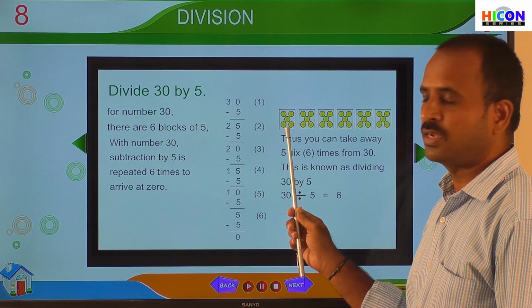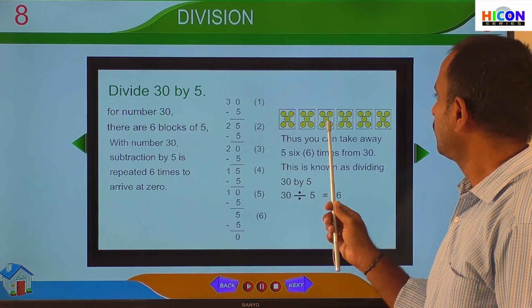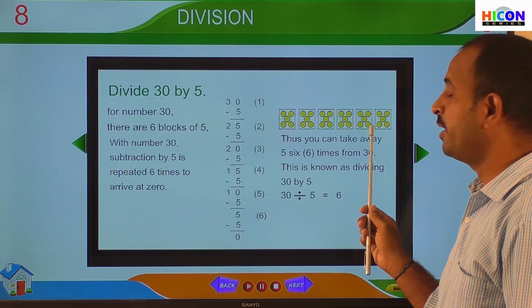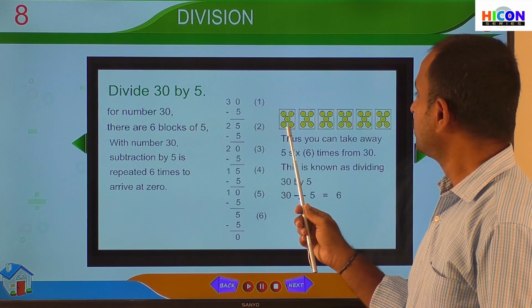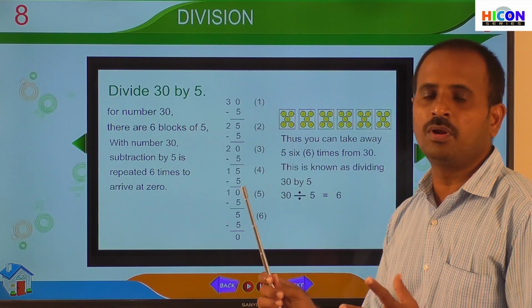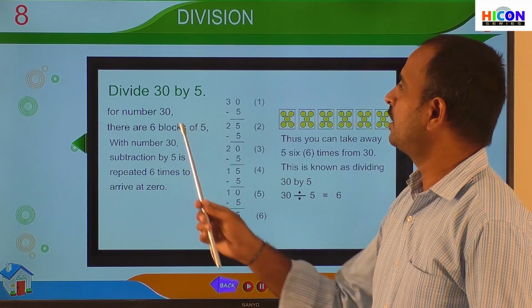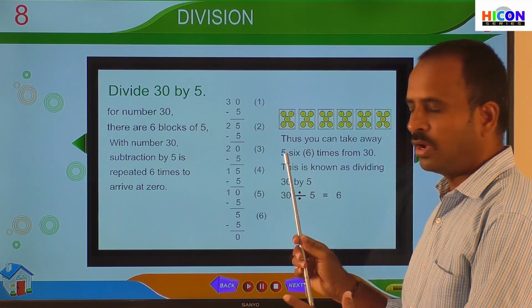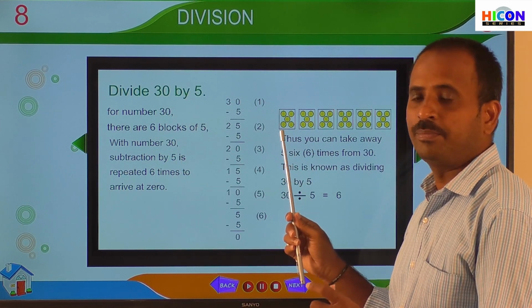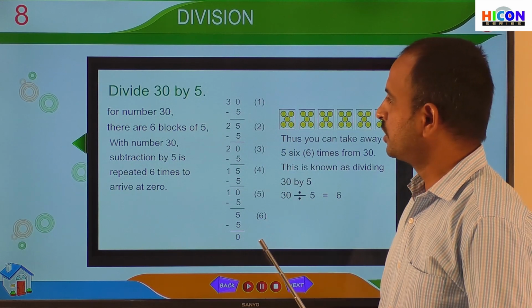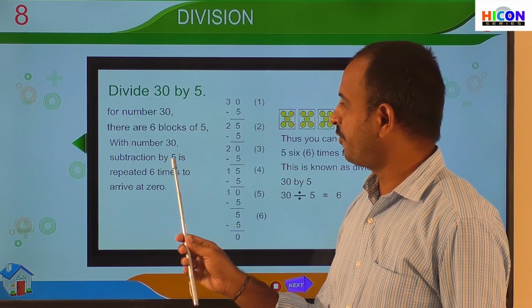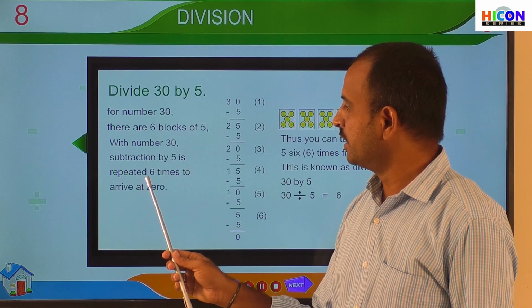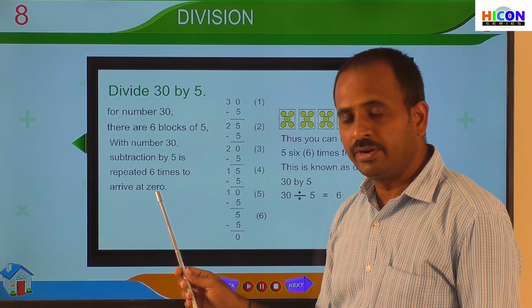Children, how many blocks are there? 1, 2, 3, 4, 5, 6. So a total of 6 groups are there. That means 6 blocks are there. We have divided the number 30 into 6 blocks having 5 numbers in each block. So children, subtraction of 5 is repeated 6 times to arrive at 0.